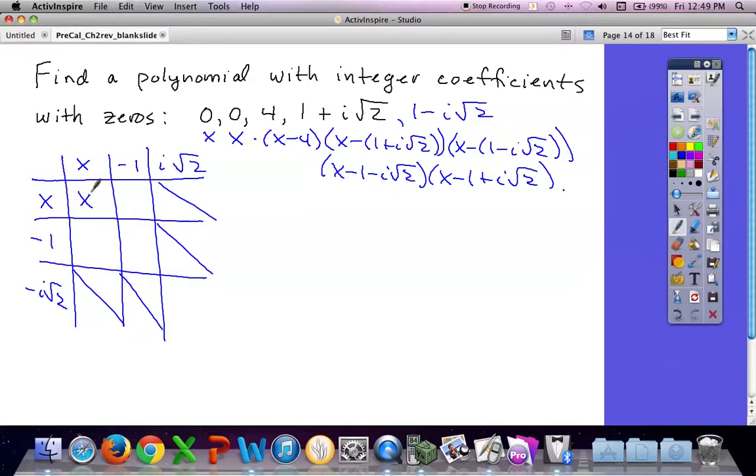x squared minus x plus 1. And the last one, what is negative i root 2 times positive i root 2? The root 2 times root 2 is 2. The negative i times positive i is negative i squared, which is 1. So it's actually plus 2. Right? And then, so we combine like terms, x squared minus 2x, and we have 1 plus 2, 3.